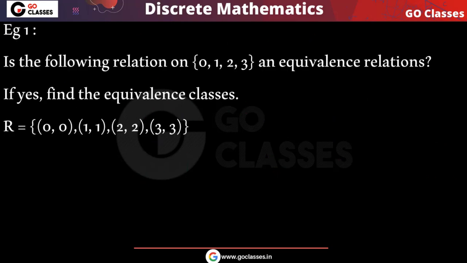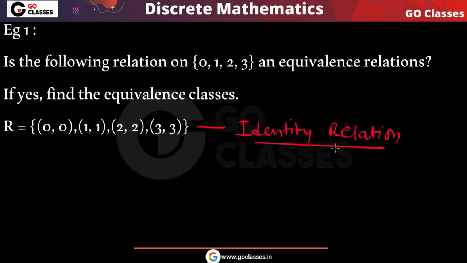Now let's take this example. This is your base set. On this base set you are defining this relation. Tell me, is this relation an equivalence relation? Check. You need to check the reflexive, symmetric, and transitive properties. Clearly this is reflexive, because every element is related to itself. This is symmetric also, and transitive also. This relation is called the identity relation, and it is reflexive, symmetric, and transitive. So definitely this is an equivalence relation.